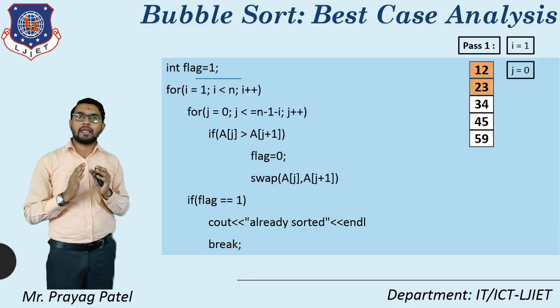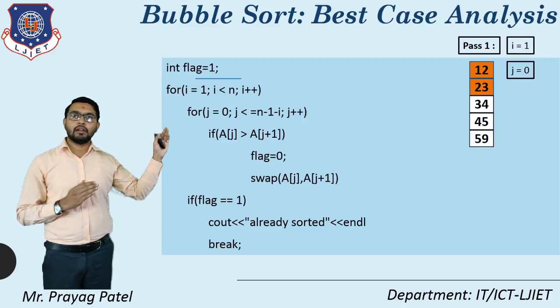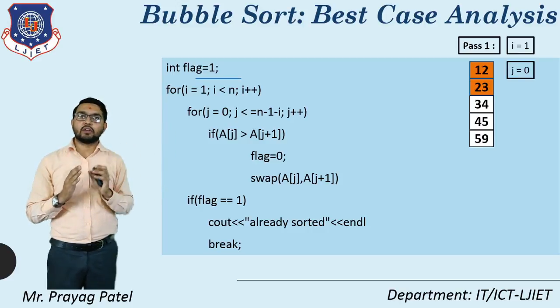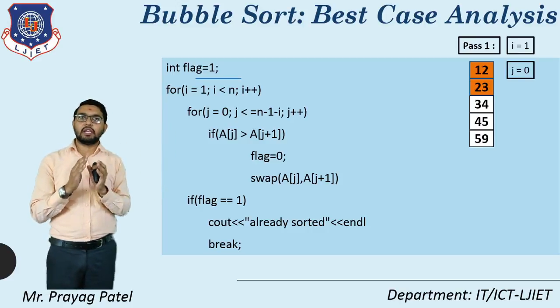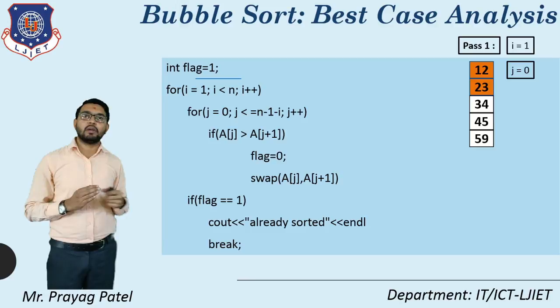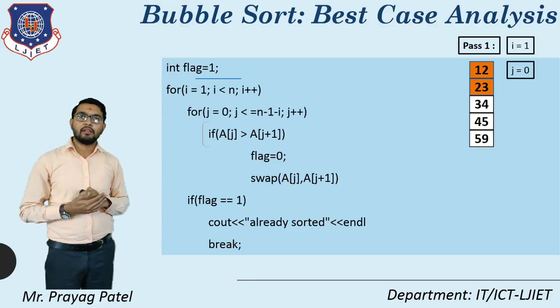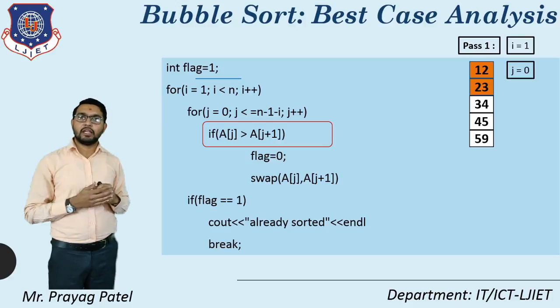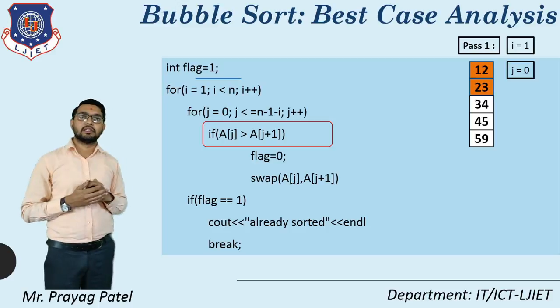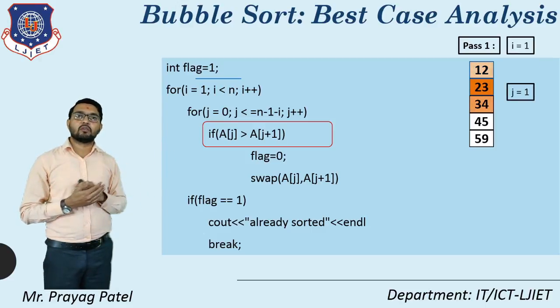Now consider the value of i as 1 and the value of j initially as 0, according to our loop. For j equal to 0, a of 0 is compared with a of j plus 1, that is a of 1, so 12 and 23 are compared. These two elements are already sorted, so the condition a of j greater than a of j plus 1 is not satisfied. So we move to the next value of j, j equal to 1.